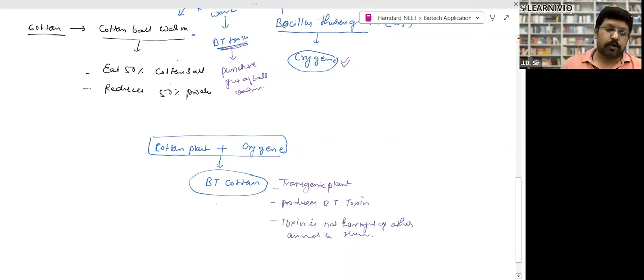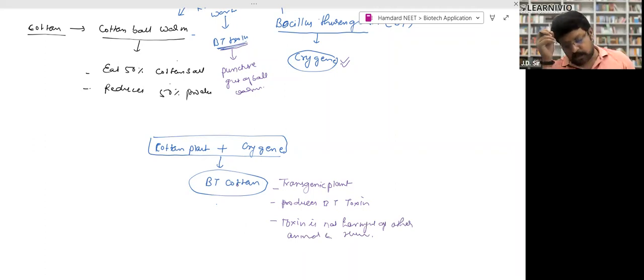Now the Bt toxin is produced inside. When the bollworm starts eating the cotton plant, it will die. Right. So that's how Bt cotton is made. Go through it and tell me if you have any doubt regarding this one.